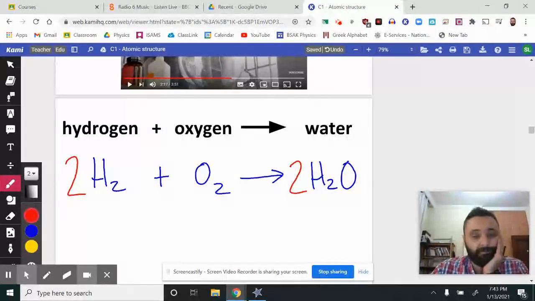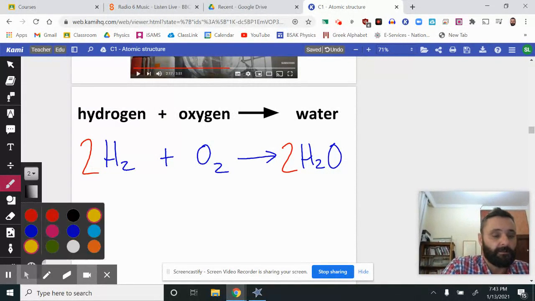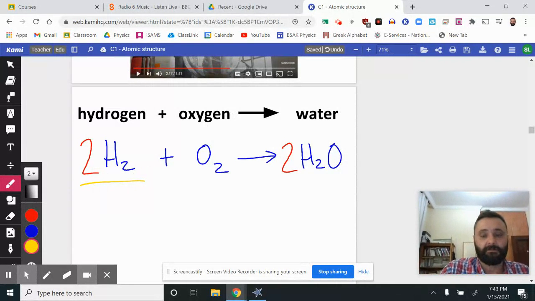We've got 4 on the left. Balanced. Okay? Just count them up. 2 lots of 2, 4. 2 lots of 2, 4. 2 lots of 1, 2. 2. Balanced.